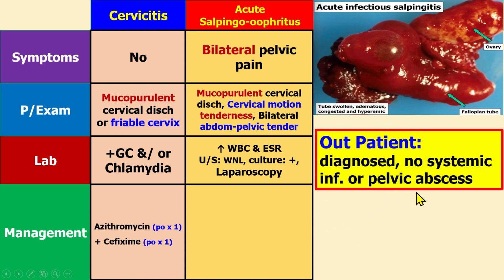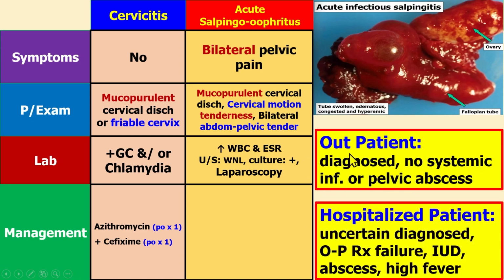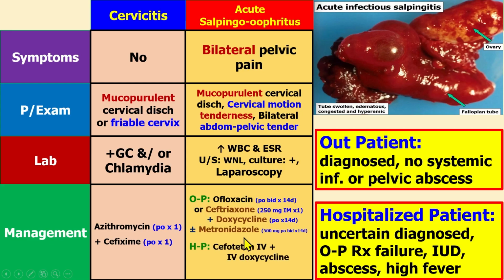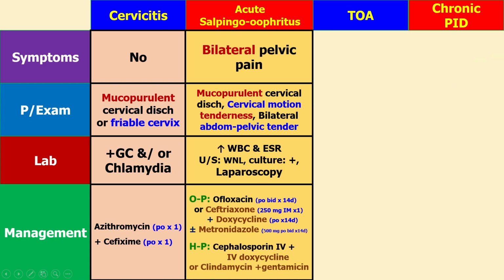The treatment, as I mentioned, is outpatient or hospitalized. Outpatients are those diagnosed with no systemic infection or pelvic abscess. If the diagnosis is uncertain, the outpatient treatment has failed, or there is an intrauterine device, abscess, or high fever, these are considered hospitalized patients. So you know better: this is outpatient treatment, and here is the hospitalized patient treatment.